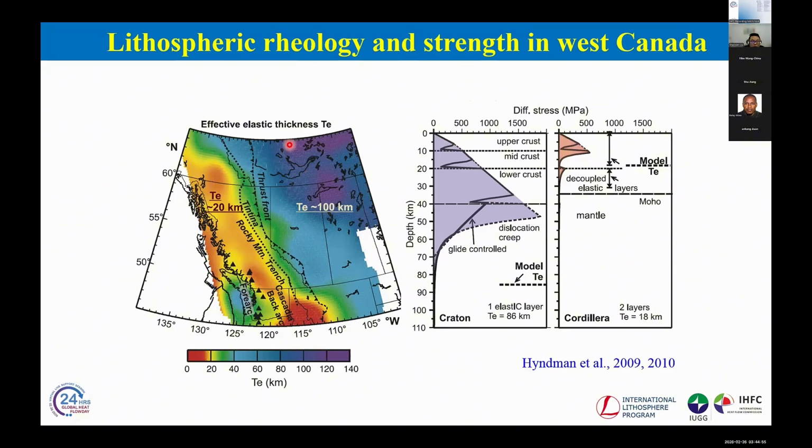This is the rheology and strength for Western Canada, like this one. For the Cordillera area, the elastic thickness is about 20 kilometers, while for the craton it is about 100. It's totally different. This is the rheological profile for the orogenic belt, and this is for the cratons. We can see the strength is quite different. It is very large for the craton, while it's quite small for the orogenic belt.